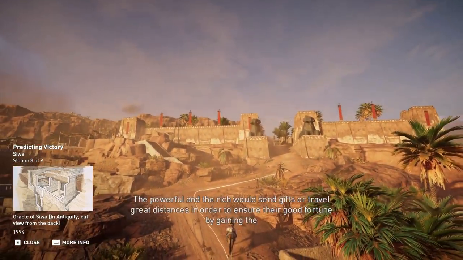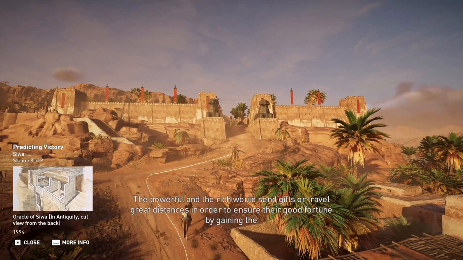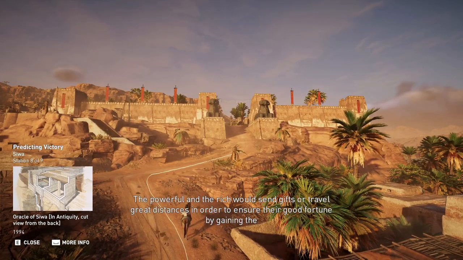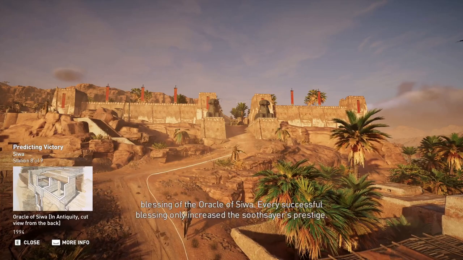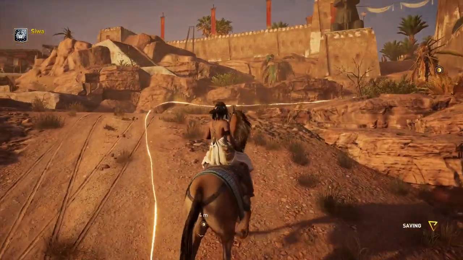The powerful and the rich would send gifts or travel great distances in order to ensure their good fortune by gaining the blessing of the Oracle of Siwa. Every successful blessing only increased the soothsayer's prestige.